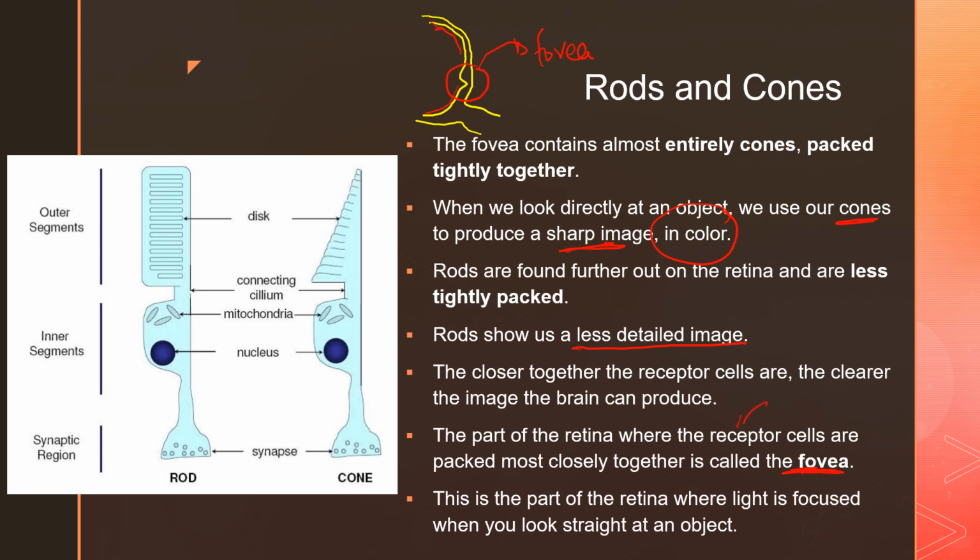The receptor cells, mostly cones, this is the part of the retina where light is focused so that it goes to the brain and then an image is generated. And because it's focused on the fovea, where the most cone cells or most receptor cells are concentrated, a clear image is formed.